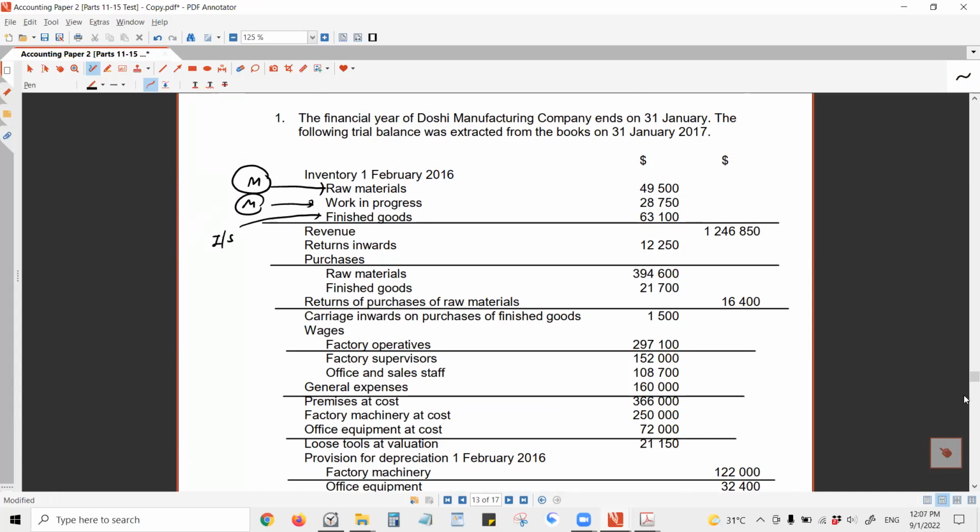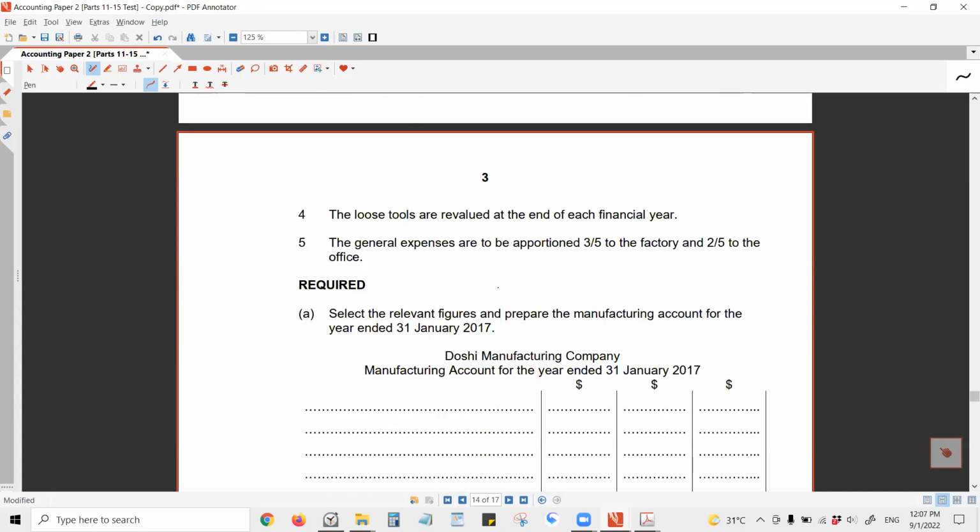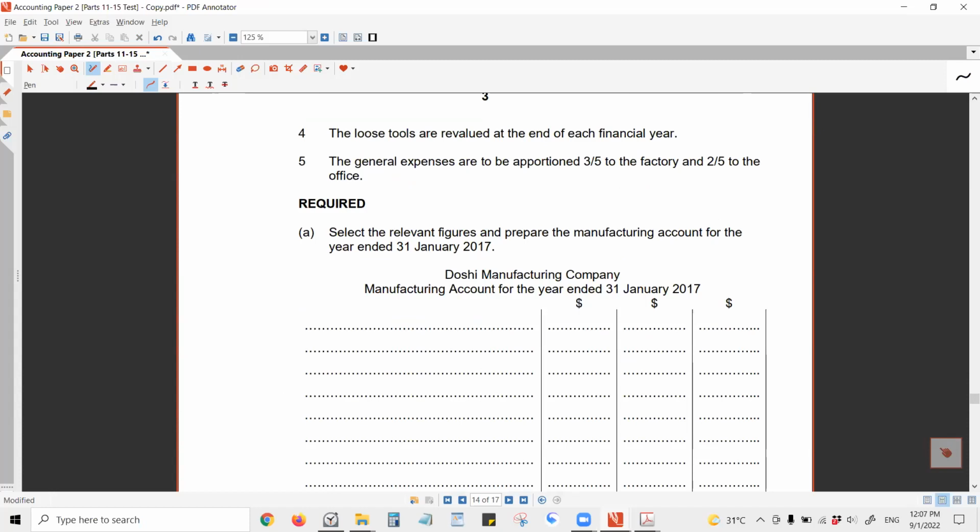Sorry, I think I should look at part A first. We should look at what they are asking us to do first, before we go and see the question. A, select relevant figures. What does this indicate? It indicates that you don't need to include all the numbers into this part A. All the numbers presented on the first page, you don't need all of them to be in this A, because they ask you to select the numbers that you need to put into this manufacturing account. And prepare the manufacturing account for the year ended 31st January 2017.